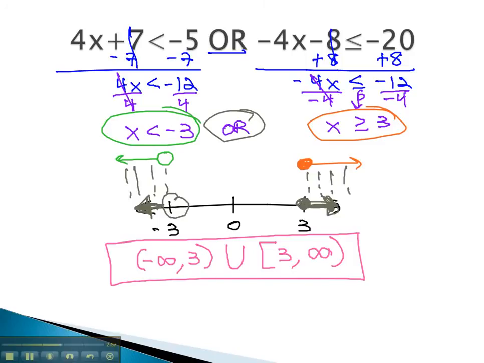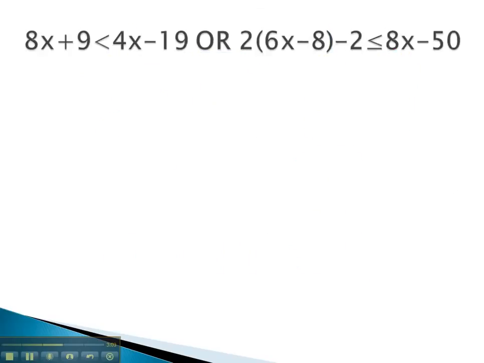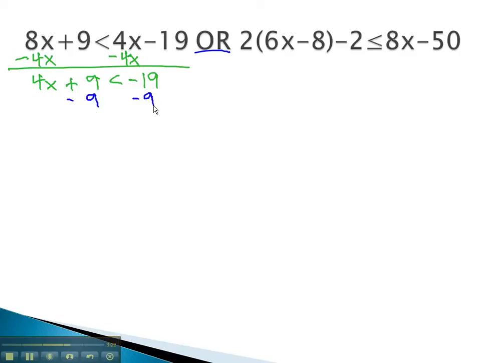Let's take a look at a second example that's a little more involved, but we do the same idea, requiring only one graph to be true when we use OR. We can start this first one by subtracting 4x to get the variables all on one side. 4x plus 9 is less than negative 19. Subtracting 9 from both sides gives us 4x is less than negative 28. Finally, dividing both sides by 4 gives us x is less than negative 7.